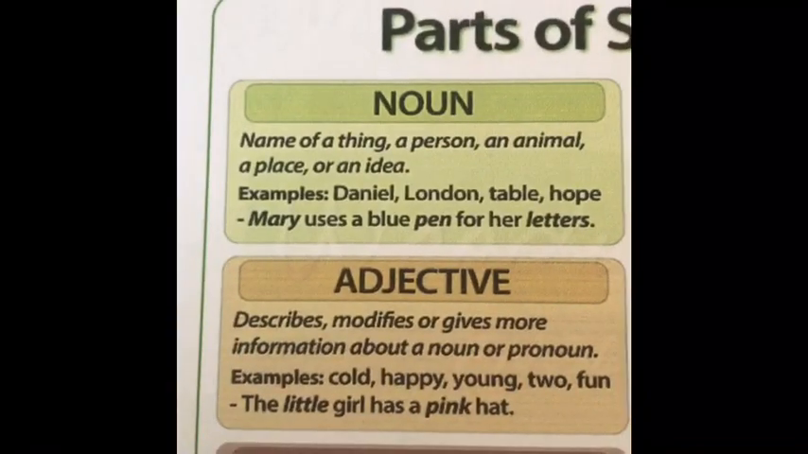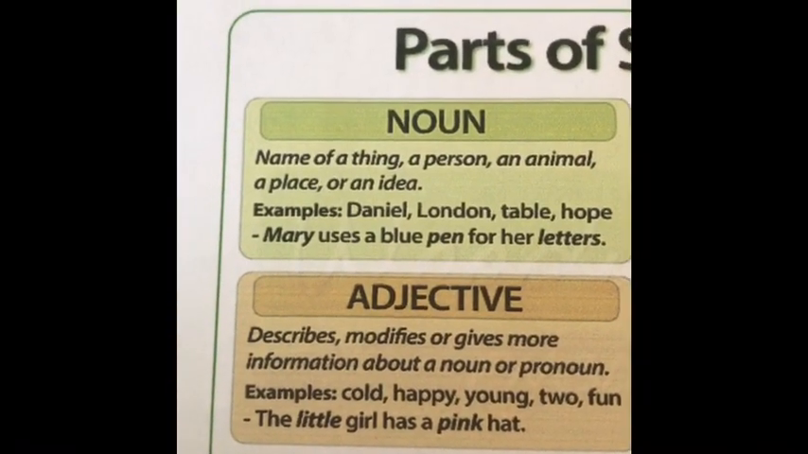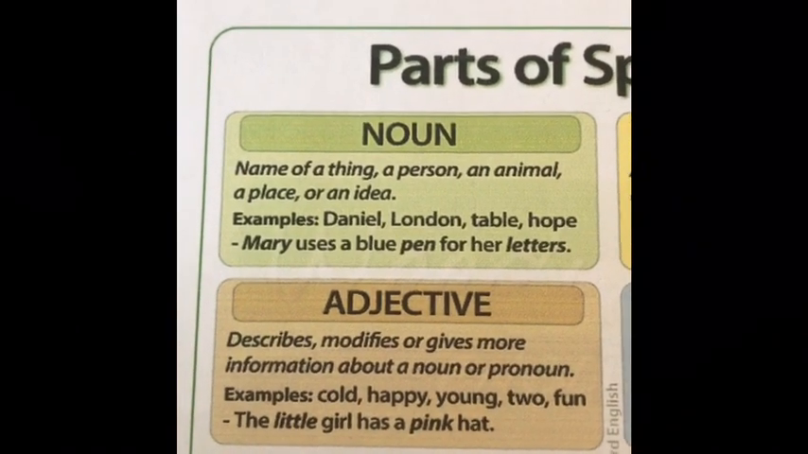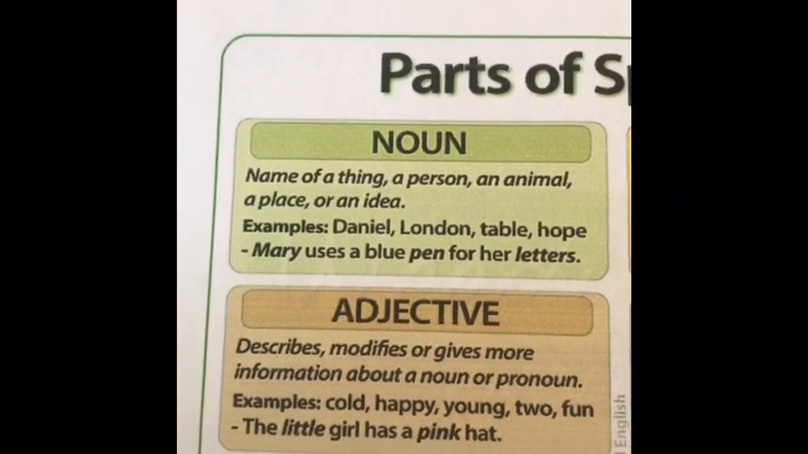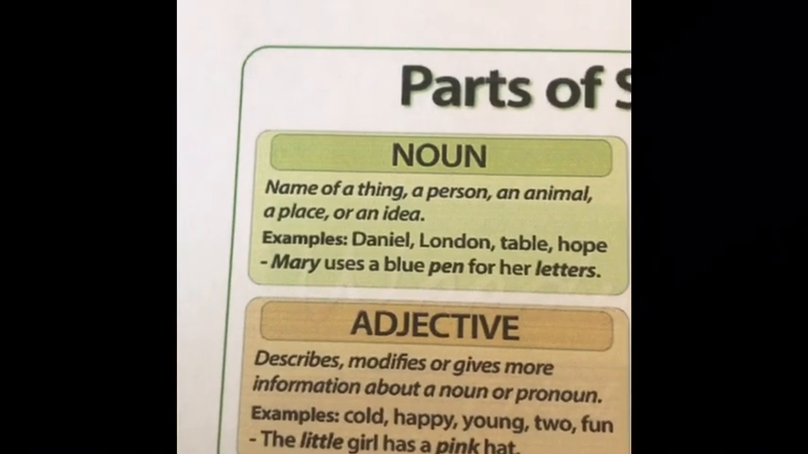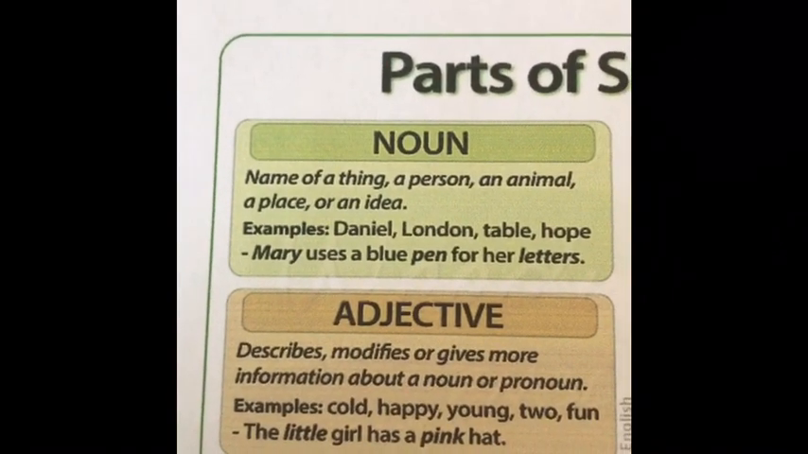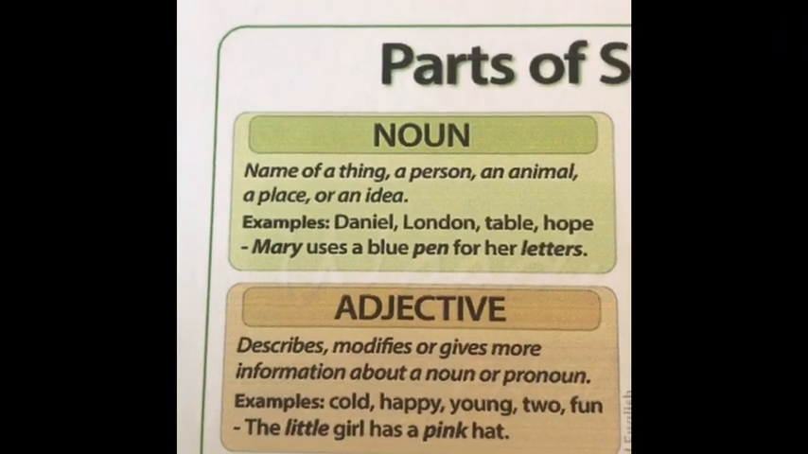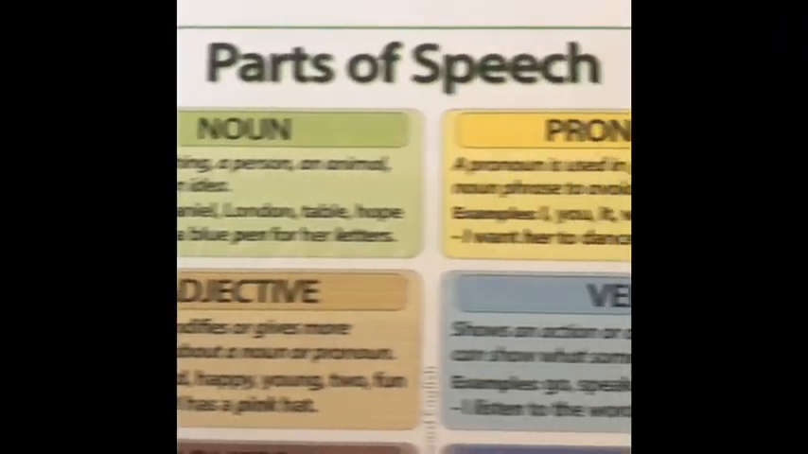Looking at adjectives, an adjective describes, modifies, or gives more information about a noun or a pronoun. So the examples that they have here are cold, happy, young, the number 2, and fun. So the sentence, the little girl has a pink hat. Little describes the girl and pink describes the hat. So those are your adjectives.